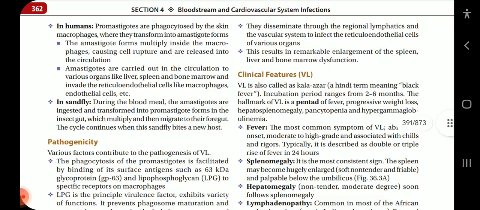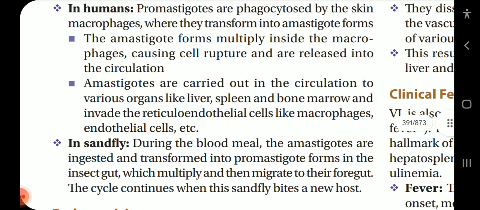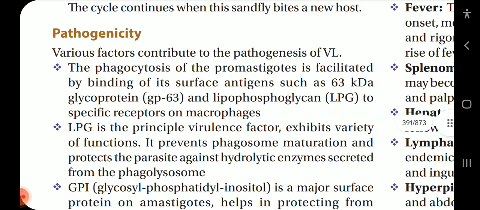Okay. In humans, promastigotes are phagocytosed by the skin macrophages where they transform into amastigote forms. The amastigotes multiply inside the macrophages, causing rupture, and are released into the circulation. Amastigotes are carried in the circulation to various organs like liver, spleen, and bone marrow, and invade the reticuloendothelial cells like macrophages, endothelial cells, etc. In the sandfly, during the blood meal, the amastigotes are ingested and transformed into promastigote forms in the insect gut, which multiply and then migrate to the foregut. The cycle continues when the sandfly bites a new host.